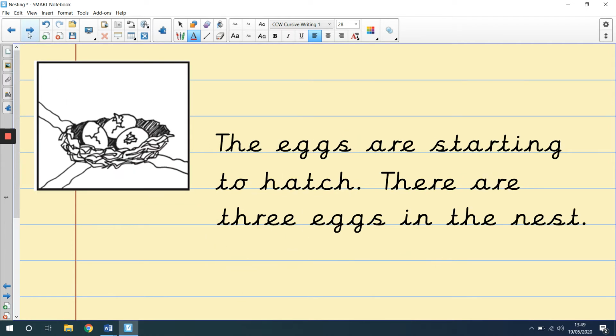Okay, what picture did I see next? Oh yes, I chose this one next, and I can see that the eggs are beginning to hatch. So I've said the eggs are starting to hatch. And in that sentence there, I had to write the root word start and then add ing. And I didn't say the eggs is, I said the eggs are, because if there's more than one in English, we have to change is to are. The eggs are starting to hatch. There are 3 eggs in the nest.